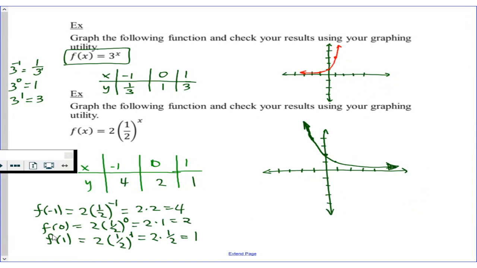Any question on this example? Graphing. Any question on graphing?